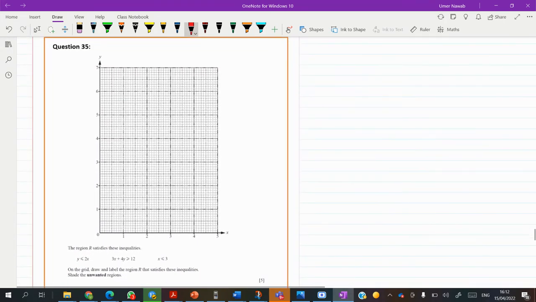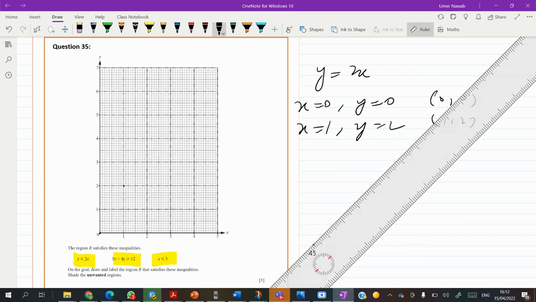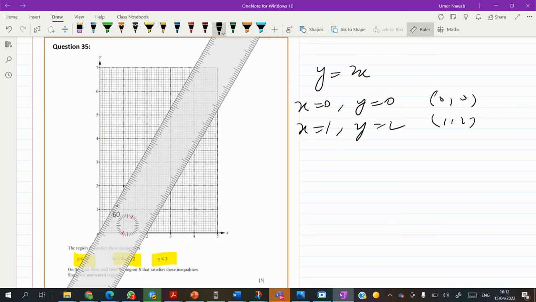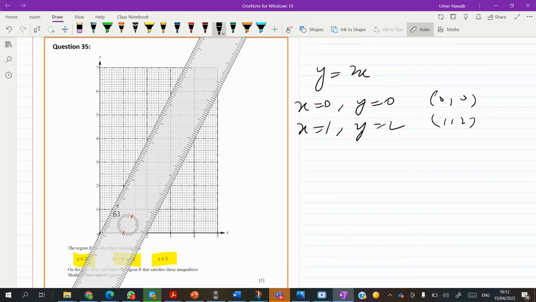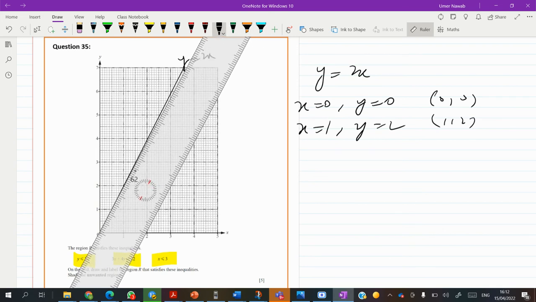We have again three inequalities. So first is y is equal to 2x. So x is equal to 0, y is equal to 0, x is equal to 1, y is equal to 2. So (0, 0) and (1, 2). Draw the line. Okay, so this line is y equals 2x. So less than or equal to, downward portion is wanted, upward portion is unwanted. So I'm going to shade.